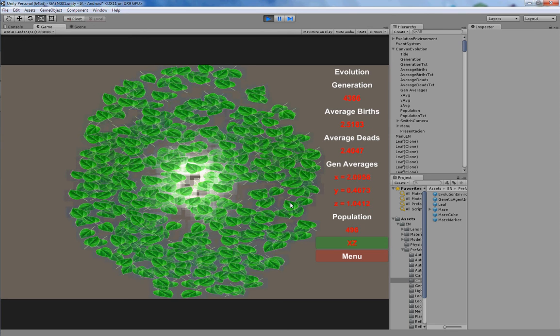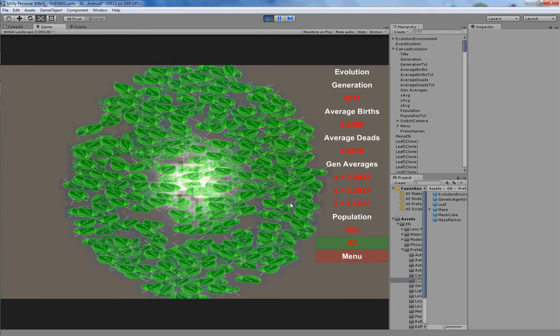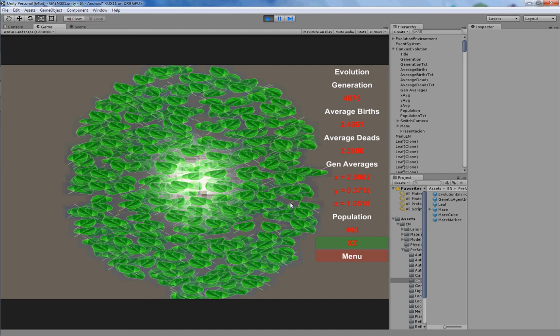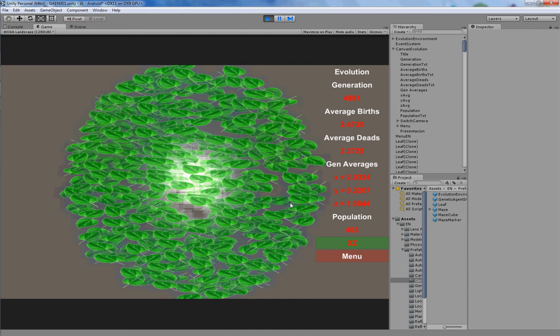I hope this simulation will be useful to understand that evolution and adaptation of species have nothing supernatural, or at least that you find it entertaining.